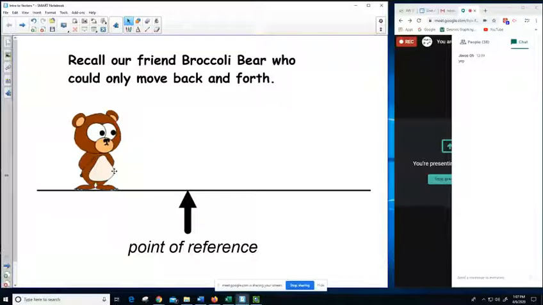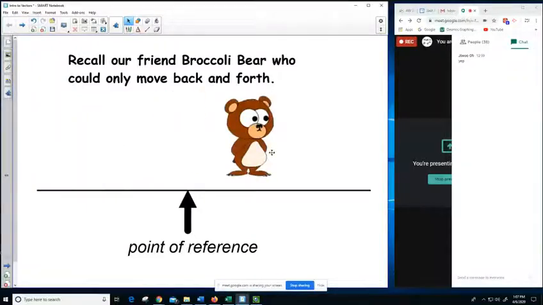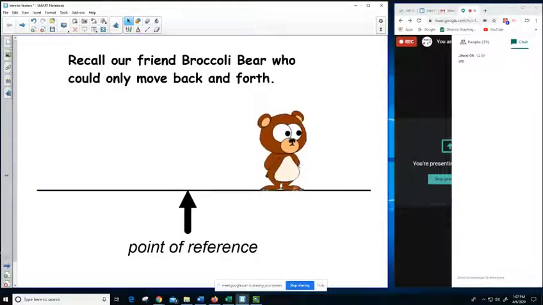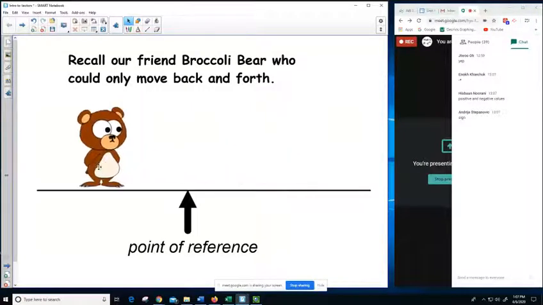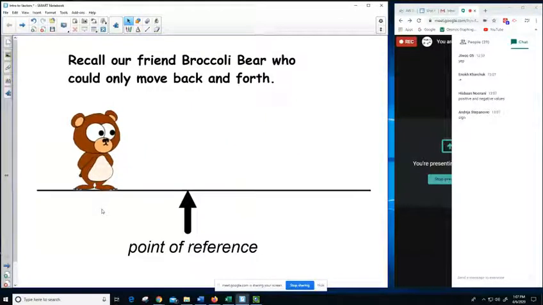Can somebody just quickly tell me what we use to distinguish this position versus that position? What did we have when it came to working with real numbers that allowed us to distinguish? There you go, positive and negative values. So if he's 3 meters away on this side, we say his position is positive 3, and if he's 3 meters away on the other side, his position is negative 3.